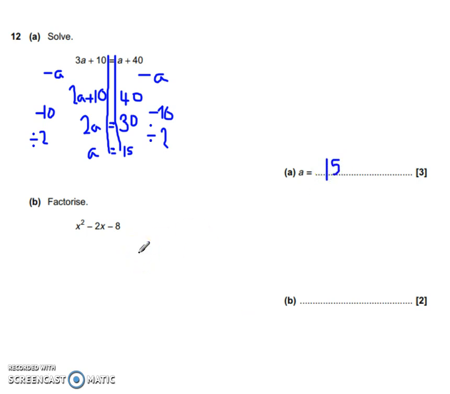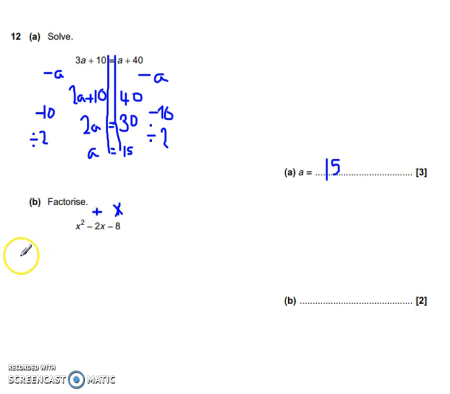Okay, part B says factorise, and then we've got x squared take away 2x take away 8. Now factorise, we need to remember, means I want to put it into brackets, and because it's in the form x squared take away something x take away 8, we know it's a quadratic, so I'm going to need to have 2 brackets in my answers. Okay, so we need to think about, well, what numbers times together to give me minus 8, and add to give me minus 2.